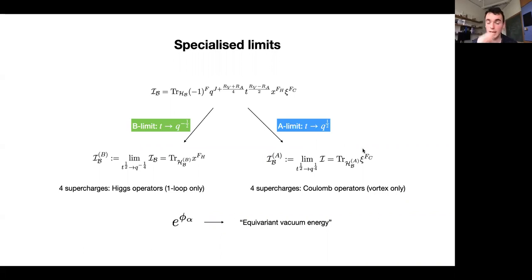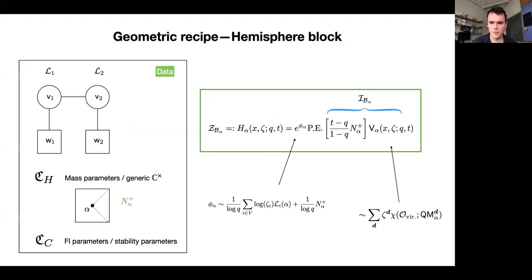And conversely, in the A limit, the extra supercharge that you get tells you that this index traces over Coulomb branch operators, so boundary monopoles. And in that case, only the vortex contributions survive. So if I just go back to the last slide, this is the one loop piece. So in the A limit, only this piece survives. And in the B limit, a particular degeneration of the vertex function survives.